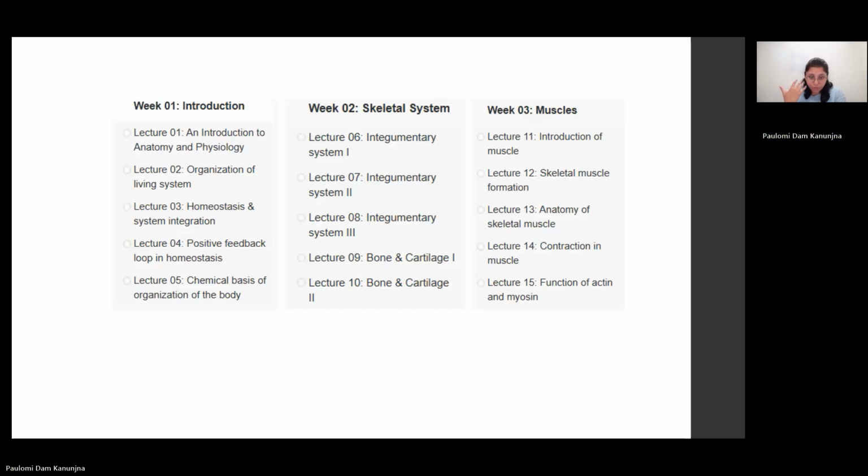You have 12 weeks. In the first week, if you remember, we started with the introduction to anatomy and physiology. Then, after you have an idea of what animal anatomy and physiology is, we moved ahead to the organization of living systems. How are they organized? If you remember, we discussed the muscles, the tissues, the skin. We also had a section where we looked into homeostasis and system integration. Basically, how is the balance maintained in the body, and what is the positive feedback loop in homeostasis.